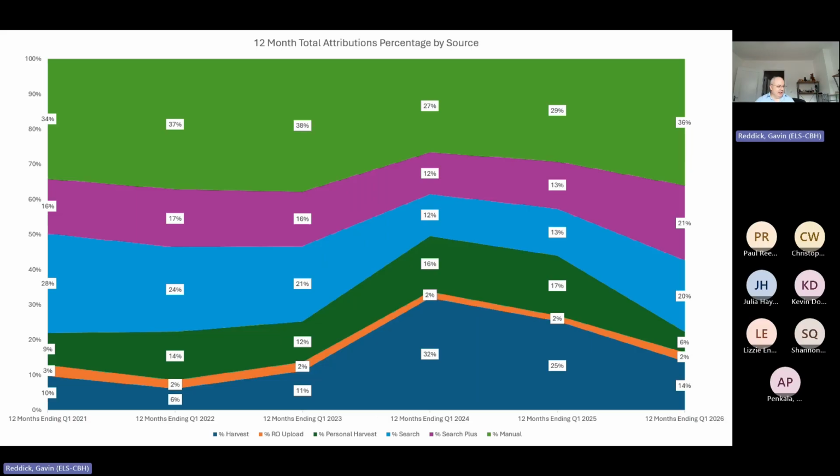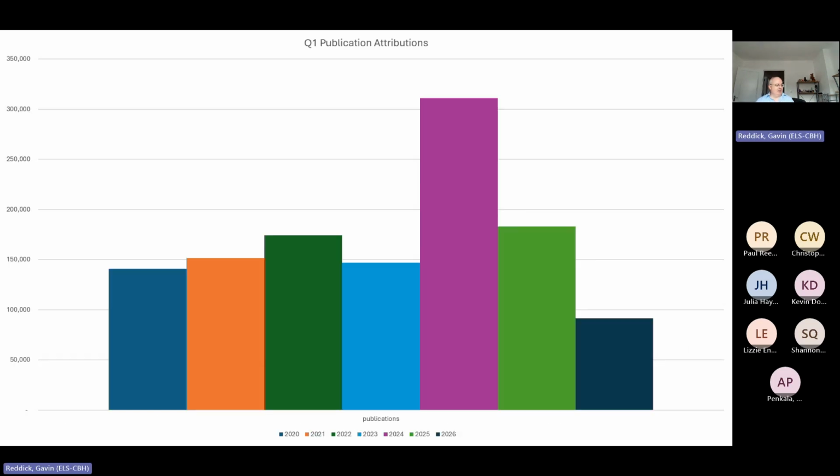And this just looks at the same data and gives you a sense of how that mix is changing over time if we look across those 12-month rolling periods. So you can see the sort of widening of the manual in the 12 months ending Q1 2026. If we look at the individual output types, what you can see here is in terms of the number of publications, you can see in 2024, the Q1 attributions were very high. In 2025, the publication attributions were higher than previous years, so a little bit higher than 22, a fair bit higher than the other years.